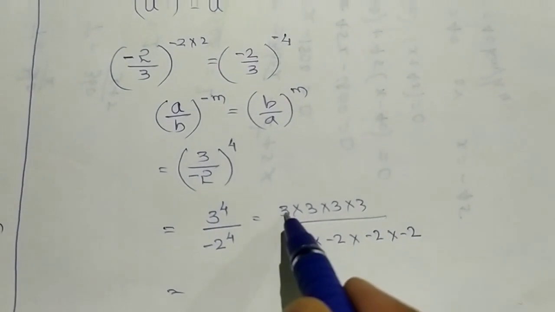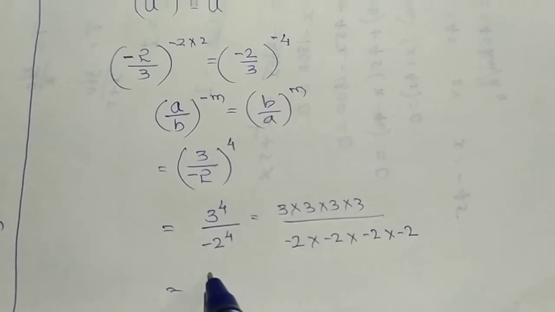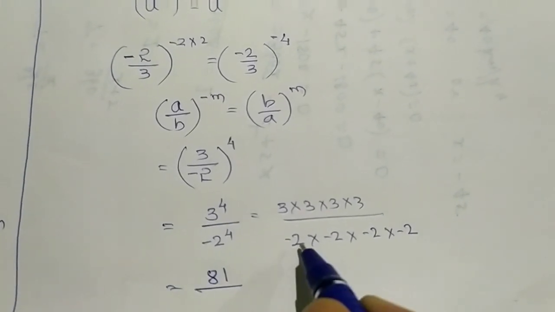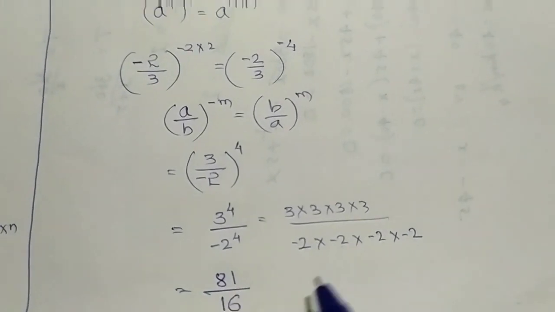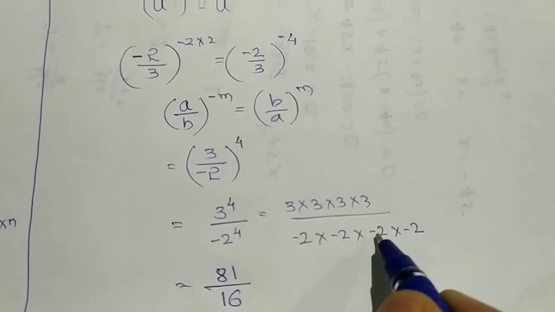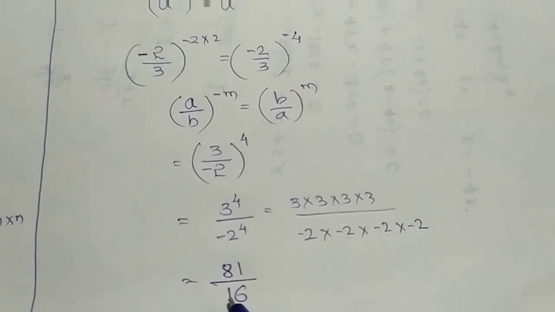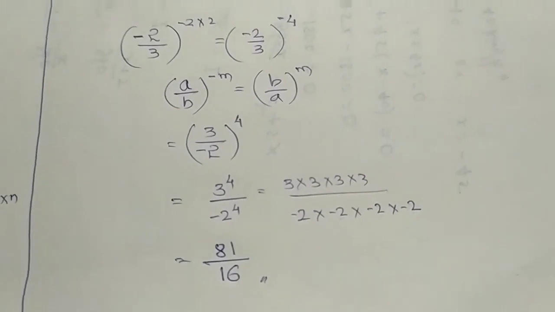So here we will get 3 times 3 is 9, 9 times 3 is 27, 27 times 3 is 81, divided by 2 times 2 is 4, 4 times 2 is 8, 8 times 2 is 16. And here minus is there: minus into minus is plus, plus into minus is again minus, minus into minus is plus. The final answer will be 81 by 16.